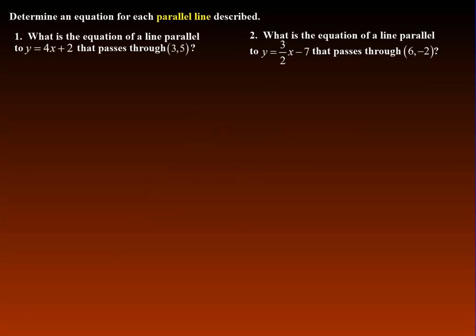Determine an equation for each parallel line described. 1. What is the equation of a line parallel to y = 4x + 2 that passes through the point (3, 5)? Well, all we're looking for from this equation is its slope. Remember, the slope is in front of x, so m is 4. That's our slope.